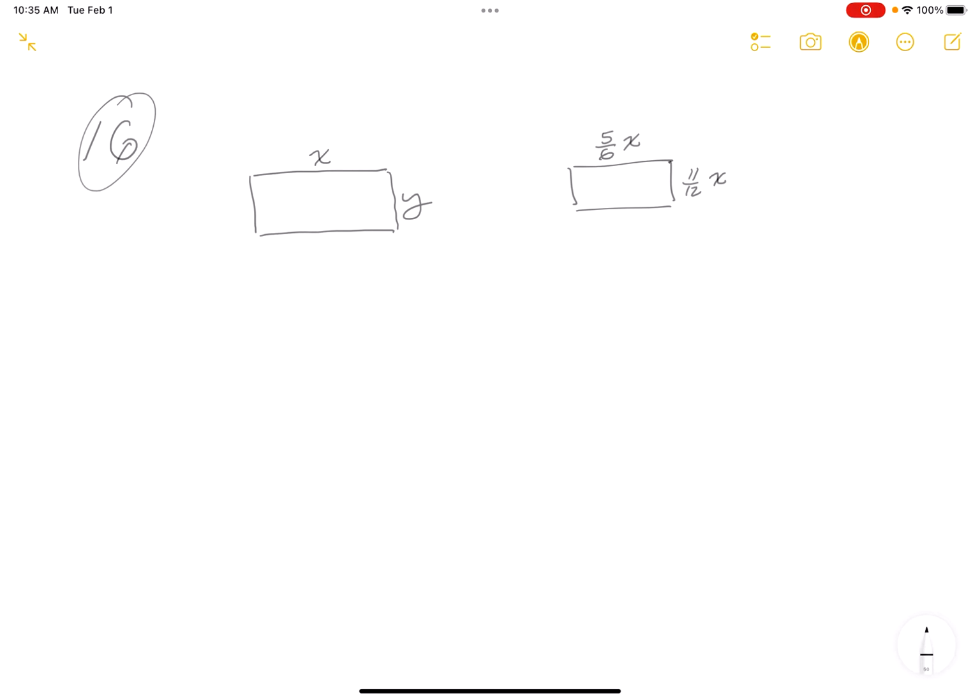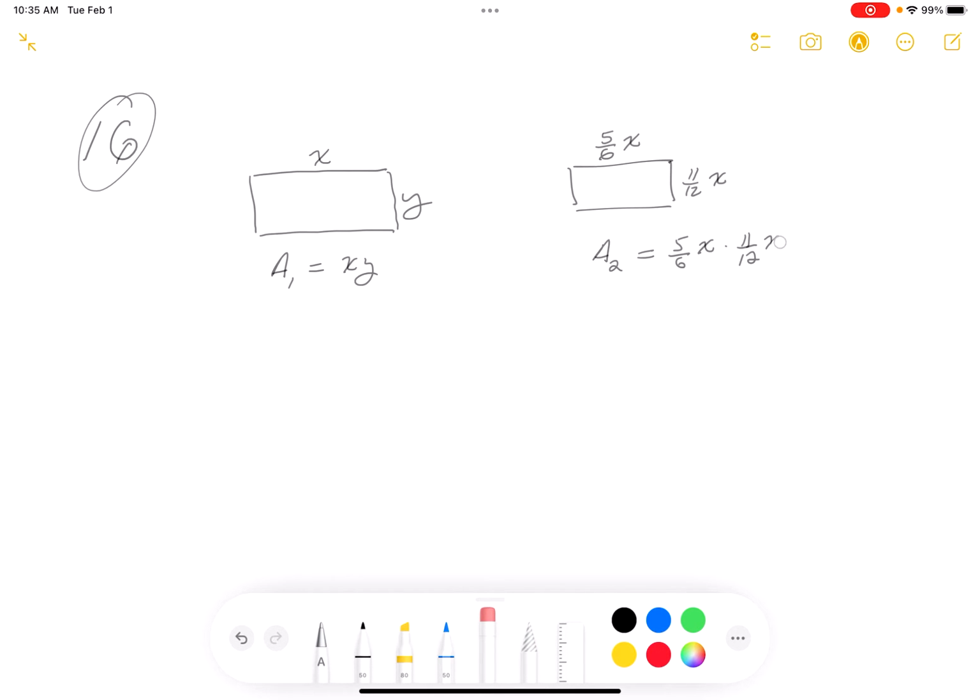If the area is, now they're talking area. Let's write this down. So the area, I'll say area of 1 is xy. And the area of this guy over here, I'll call this 2, is going to be 5/6 of an x times 11/12 of an x. I'm sorry, I just noticed I wrote x down twice, and I got to correct this. But I'm glad I'm correcting as I move along. And you should too. When you make a mistake, get your eraser out and correct it. Don't say, it doesn't matter.